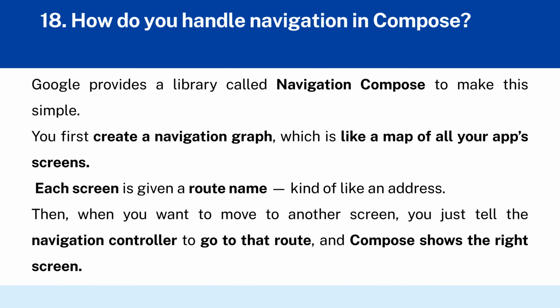How do you handle navigation in Compose? Google provides a library called Navigation Compose to make this simple. You first create a navigation graph, which is like a map of all your app's screens. Each screen is given a route name, kind of like an address. Then, when you want to move to another screen, you just tell the navigation controller to go to that route, and Compose shows the right screen.